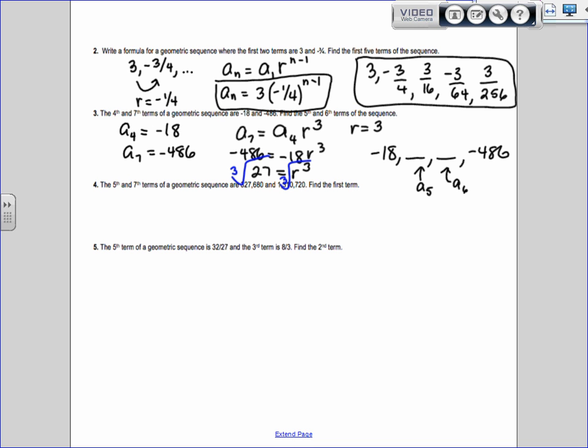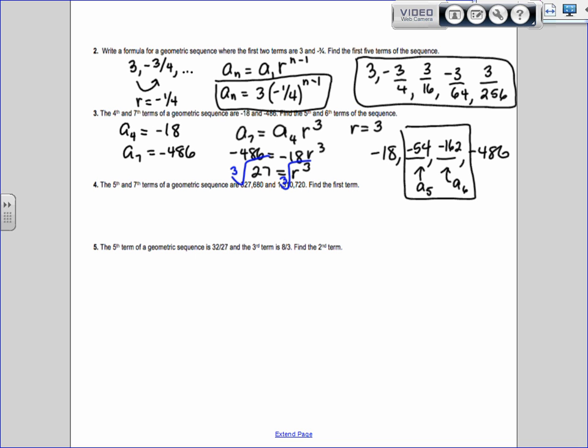Right, if I have the 4th and I have the 7th, I have to go through the 5th and the 6th. So I'm going to multiply by 3 each time. So -18 times 3, -54 times 3, -162. Those are the 5th and 6th terms. Does that make sense? So don't do more work than you need to. You don't have to write the formula if you can get it from there.